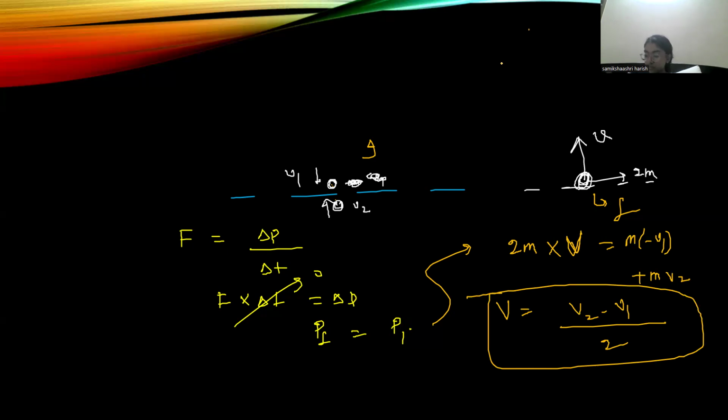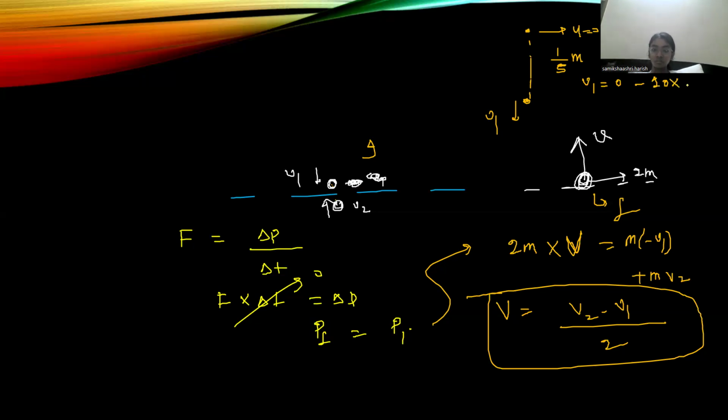See, particle 1 is dropped. Its initial velocity is 0, and it is coming with v1 velocity. So you can apply the formula and get v1. You know what x is? x is 1 by 5, 1 meter by 5. So you can find this v1 easily. Time also you know, v1 will be u plus at.